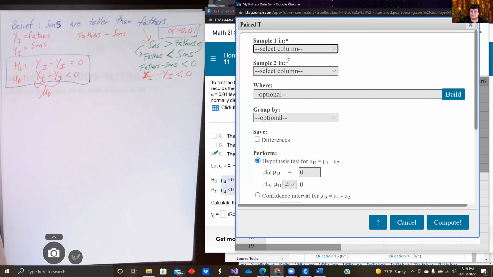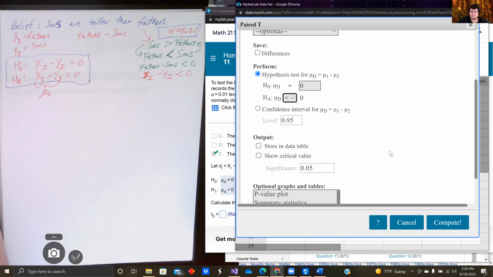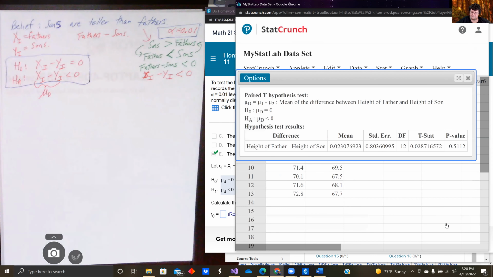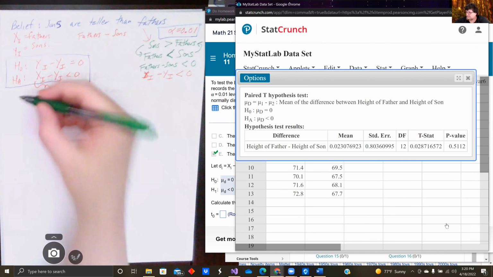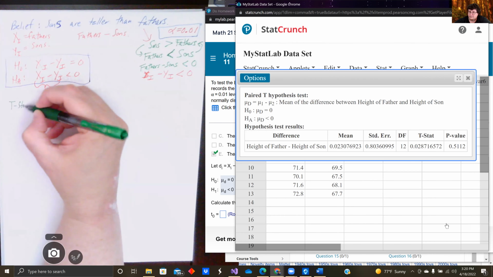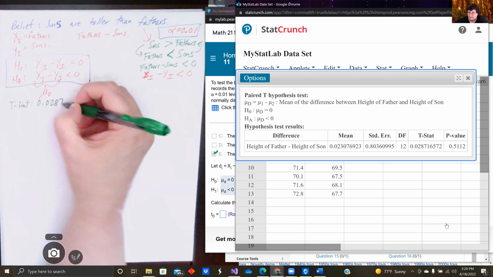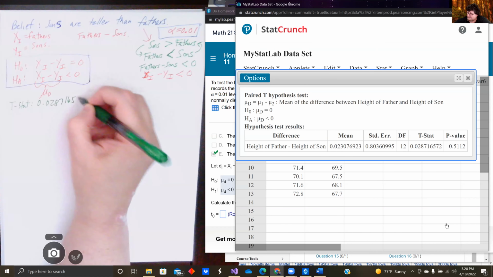My first group is the fathers. The second group is the sons. And I want to go with less than. That's what we decided on. And I'm going to click compute. And my T-stat is 0.028716572.